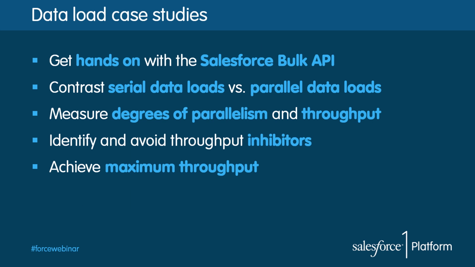Well, today we're going to get our hands on with the Salesforce bulk API, and we're going to discuss serial versus parallel data loads. We're going to actually discuss what degrees of parallelism and throughput really mean, and actually show you how to measure those, and then how to identify inhibitors for your loading and how to help you achieve maximum throughput.